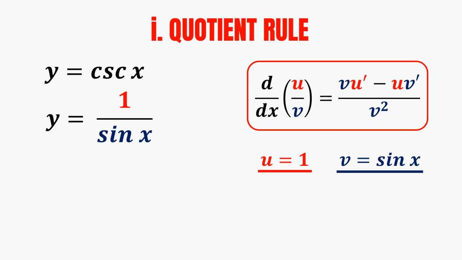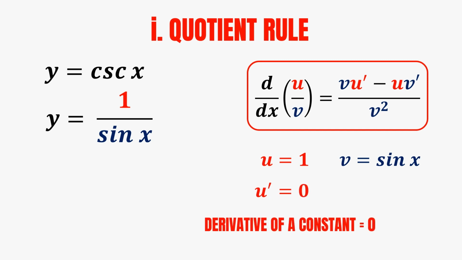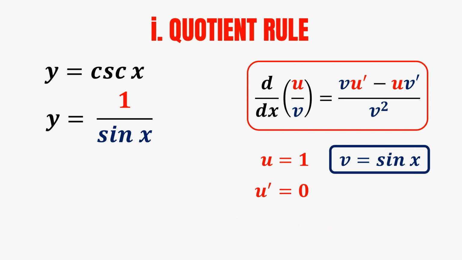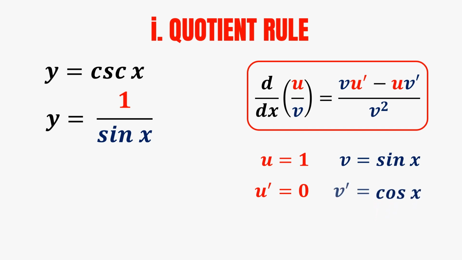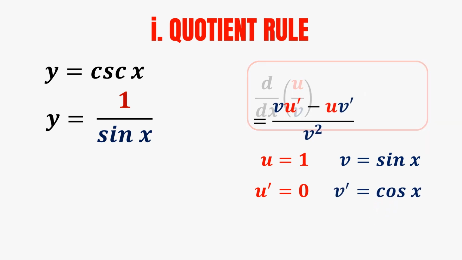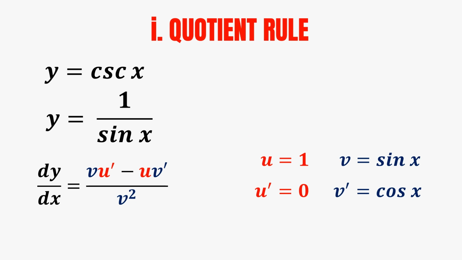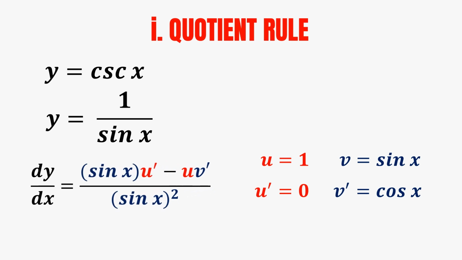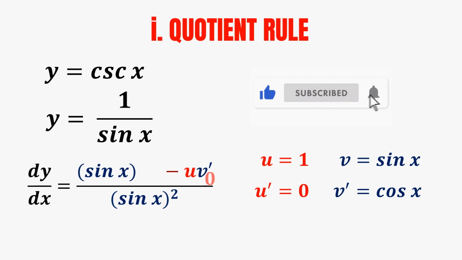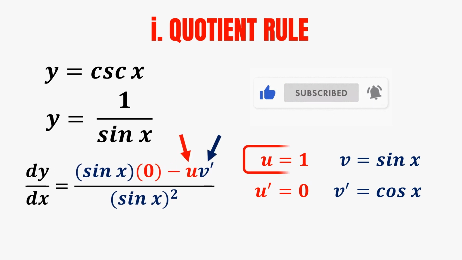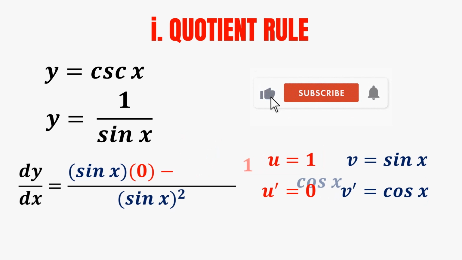Next, we want to find the derivative for both of them. For the derivative of u, which is denoted by u prime, it is equal to 0, as we know that the derivative of a constant is always 0. For v, we know that the derivative of sine x is equal to cosine x. Now, we have all the variables, and we can plug them into the formula for the quotient rule accordingly. For v, we have sine x, we plug it into the formula. For the derivative of u, which is u prime, we have 0. We repeat the same thing for the remaining u and v prime by substituting them into the formula accordingly.